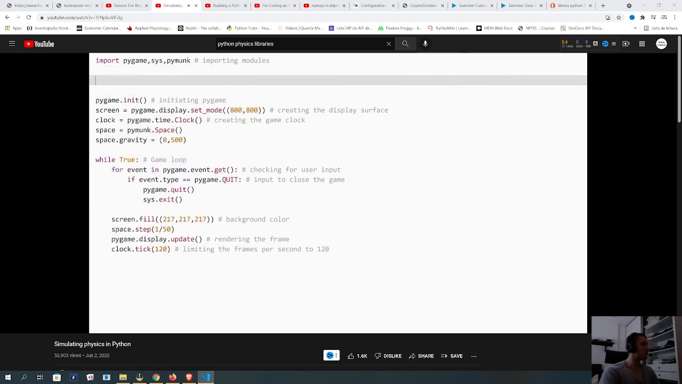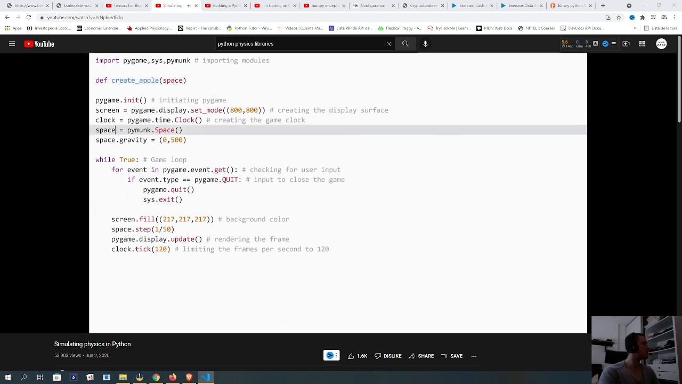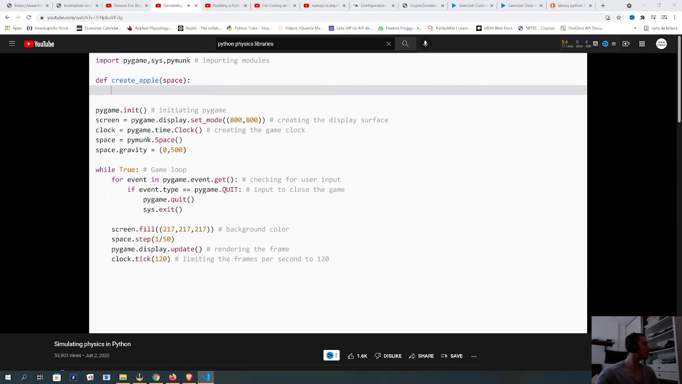And for that, I'm going to create a new function that I'm going to call create_apple. And these are the apples I'm going to drop later. For now, this one only needs one argument, and that's the space, the space we created earlier. Inside of this function, we have to create two different objects. The first one is the body, and this is the atom that actually is being influenced by physics. This is created with pymunk.Body.